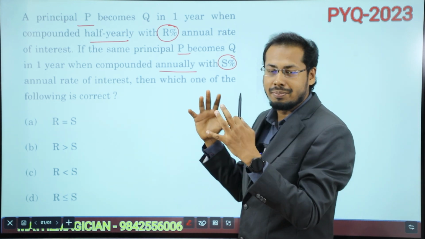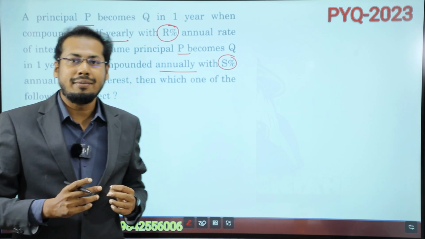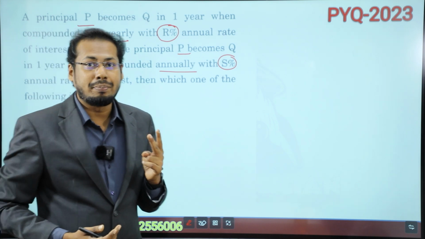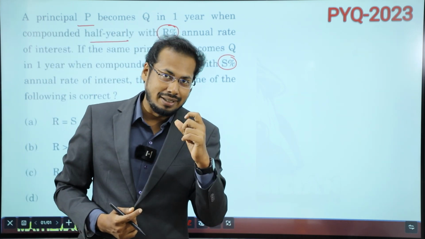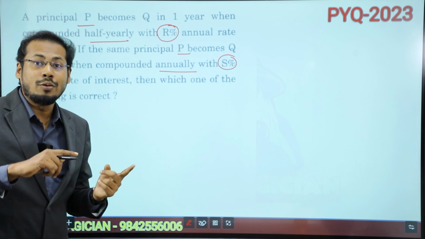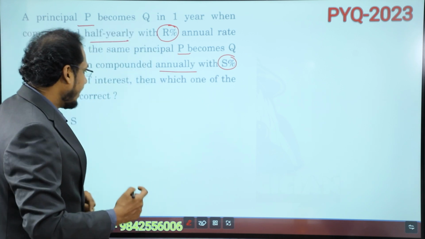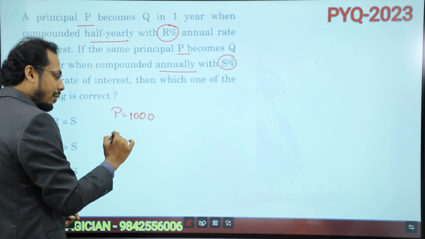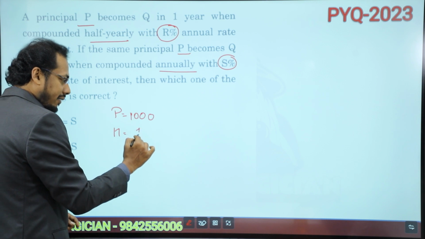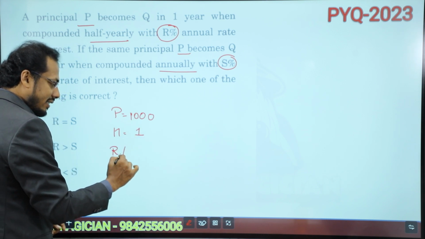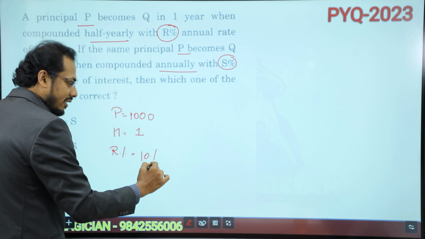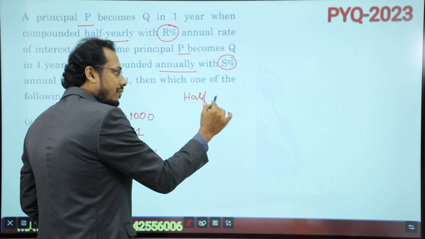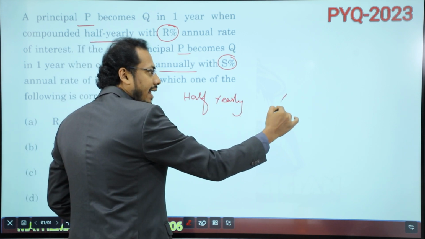So principal amount is same and the amount is also same, but the rate of interest is different. Before I explain this concept, we should know one basic concept. Compounded half yearly means in a year we are going to pay interest 2 times, every 6 months. Compounded annually means only one time. Let's take principal amount 1000, number of years 1, and rate of interest 10%. Now I am going to calculate for compounded half yearly and compounded annually.